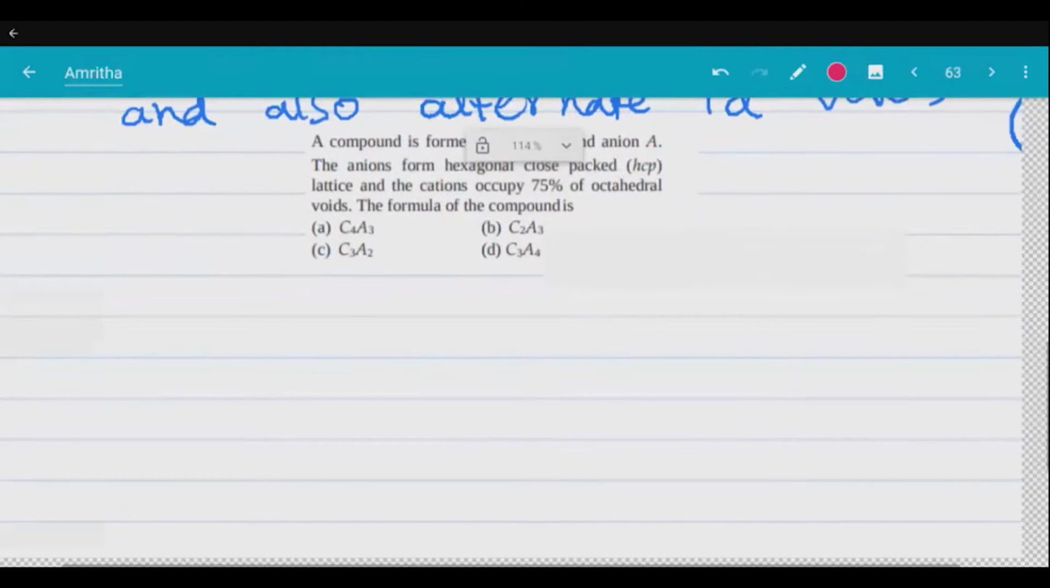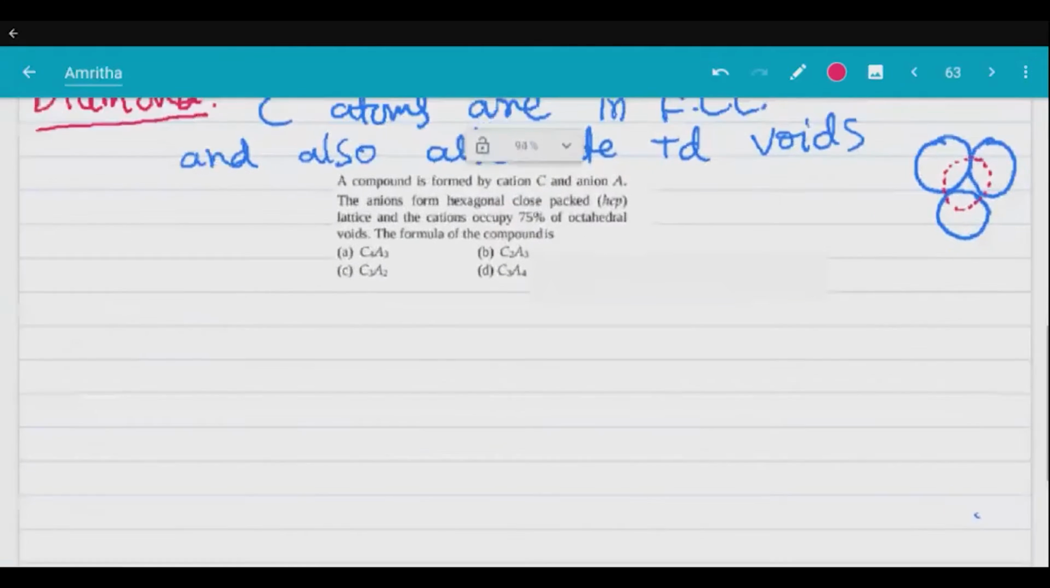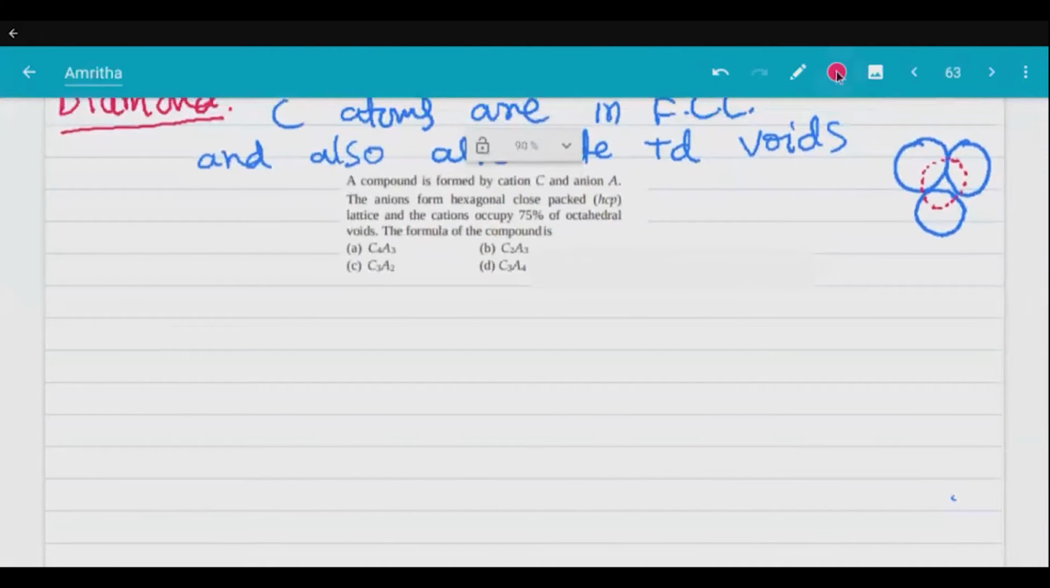Now look at this question. A compound formed by a cation C and anion A. Now anions form an HCP lattice and cations occupy 75% of the voids. I just explained this is a void, a tetrahedral void. So like that, there is an octahedral void also. Look at this, I'll show you an octahedral void. See, this is an octahedral void. Draw these 3, okay? And see these other 3.